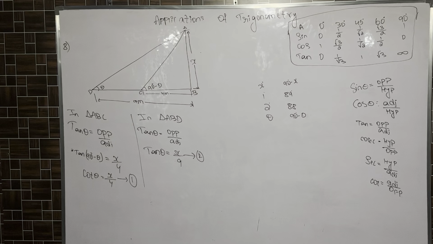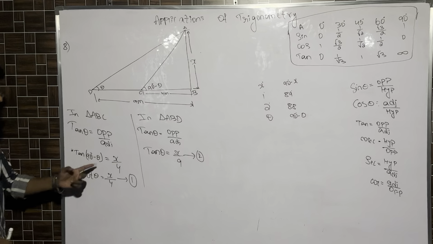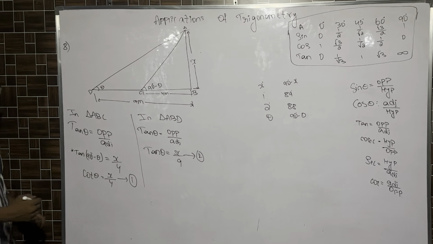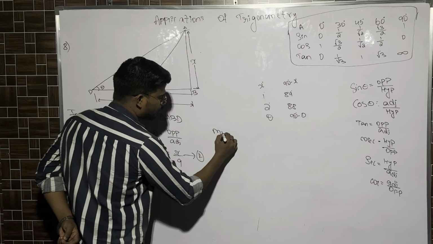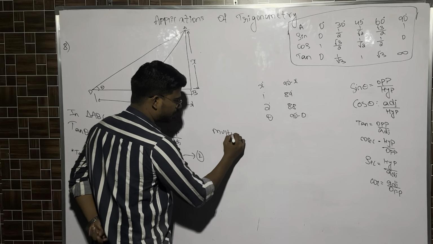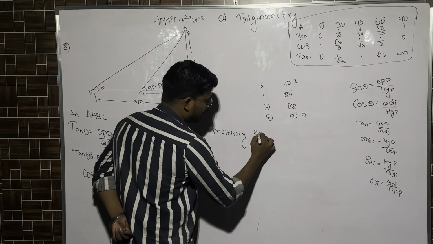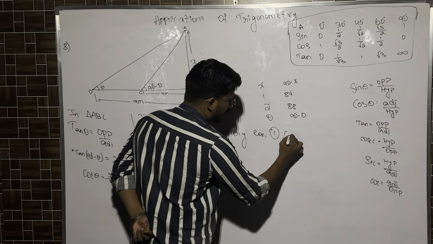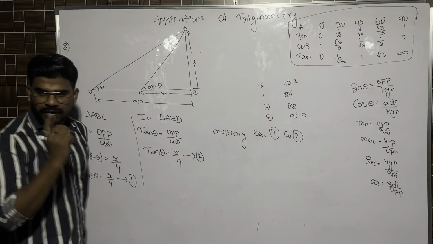Now look at equation 1 and equation 2. I am multiplying both the equations. Multiply equation 1 and 2. Why, I'll tell you.